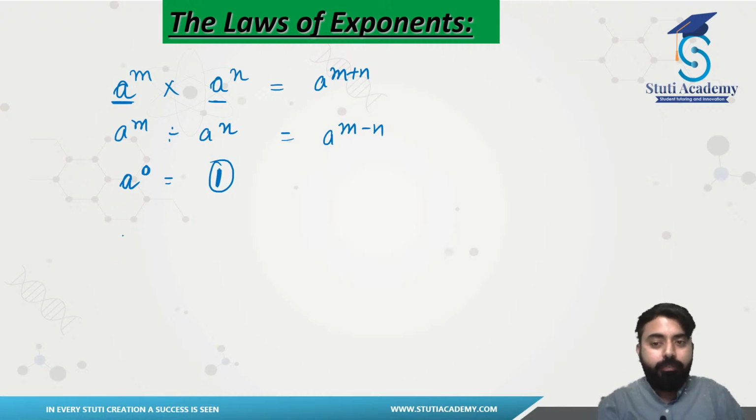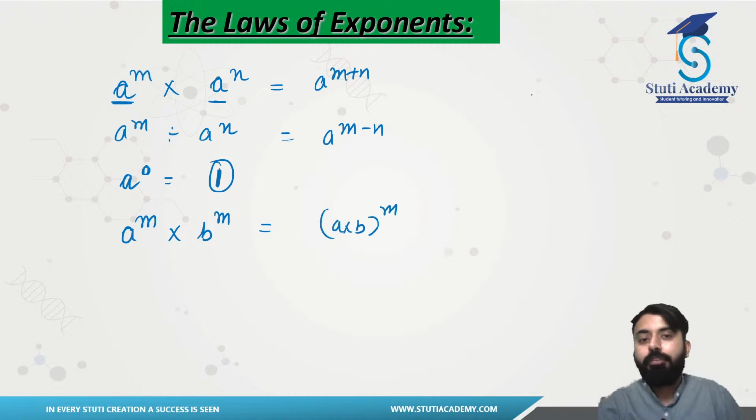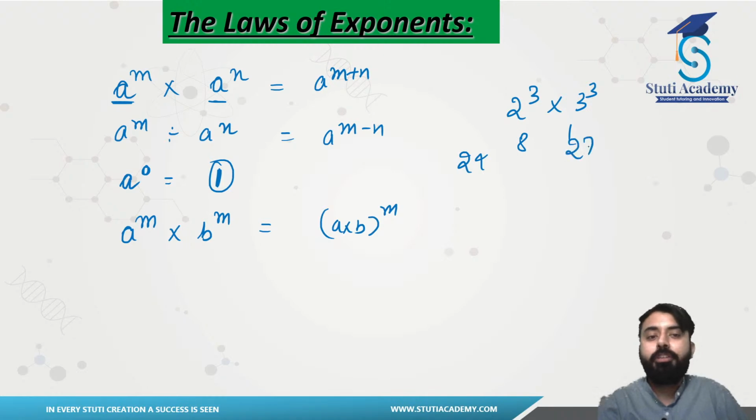Now if I have any base a whose power is m, that has to be multiplied with the base b whose power is again m, then the power will be the same and the bases will be multiplied. See, if I have 2 raised to power 3, I have to multiply this with 3 raised to power 3. This will be 8 and that will be 27. So whatever you get on multiplying, that will be the multiplication of these two.